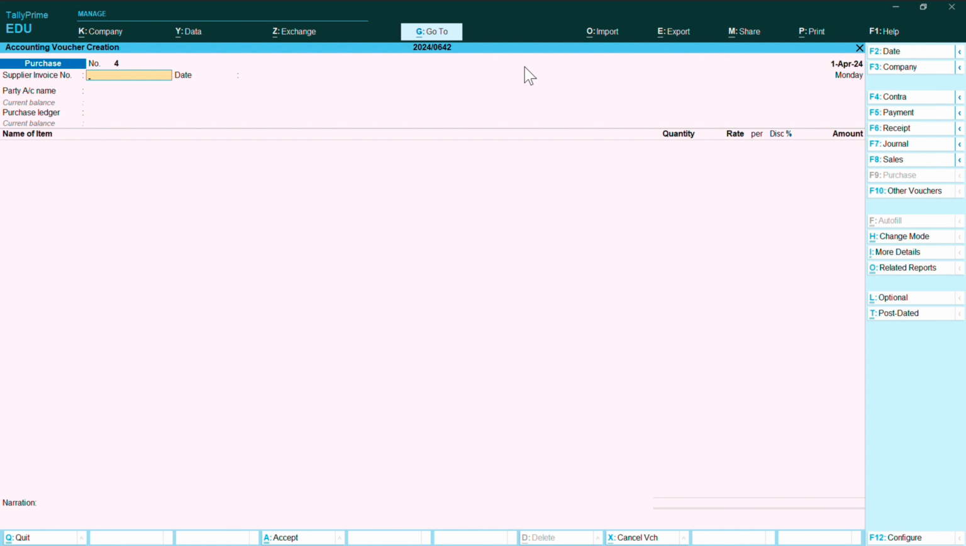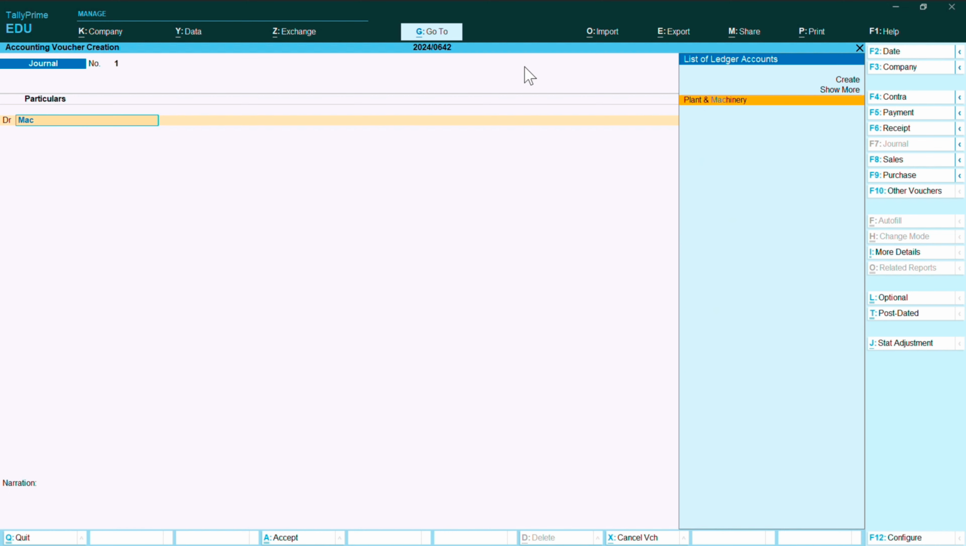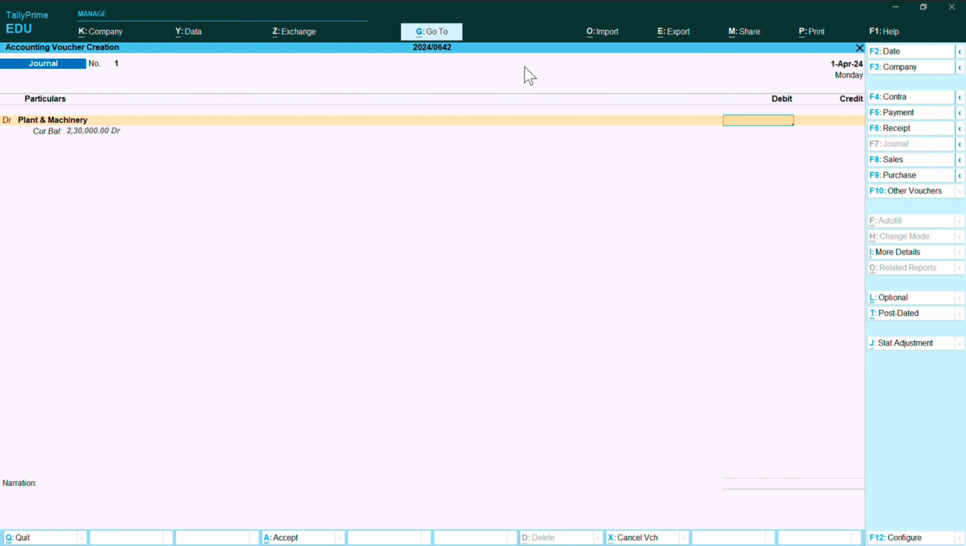Here we have purchased machinery. Since machinery is not a core item for the business, we didn't purchase the machinery for resale purposes. That's why we need to record this entry in the general voucher rather than the purchase voucher.